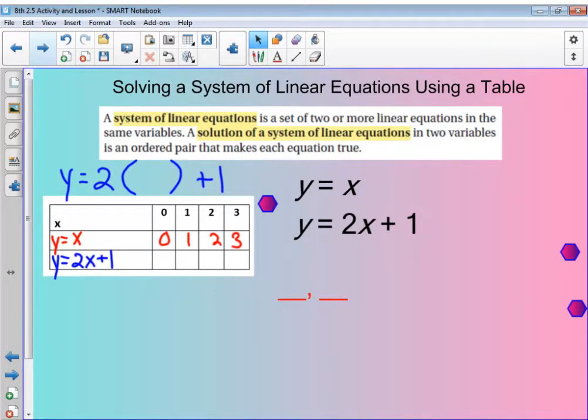So our first x that we're going to put in there is 0. 2 times 0 is 0, plus 1 is 1. Okay, so now we'll go ahead and put our 1 in there. 2 times 1 is 2, plus 1 is 3. All right. Now we'll go ahead and put our 2 in there. 2 times 2 is 4, plus 1 is 5.